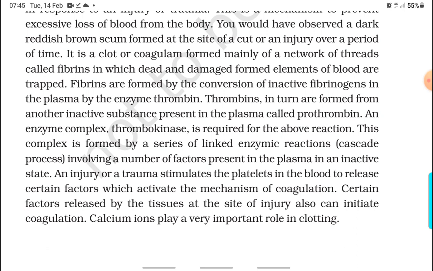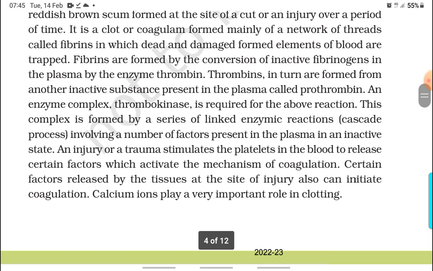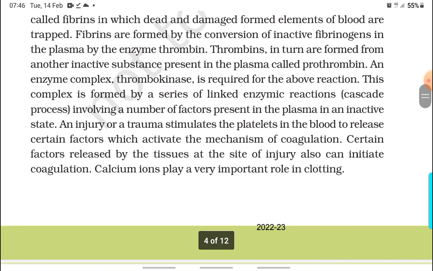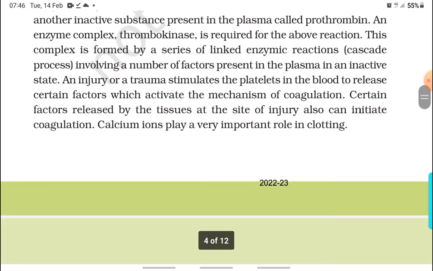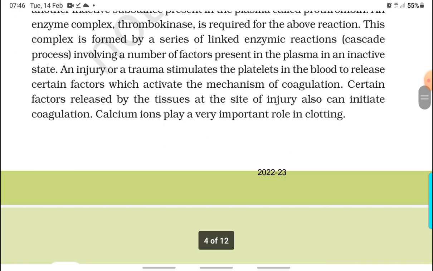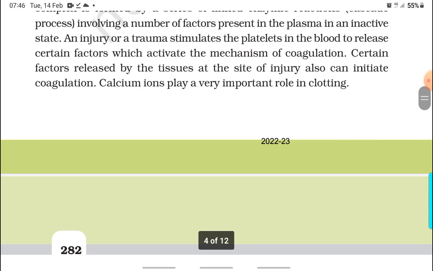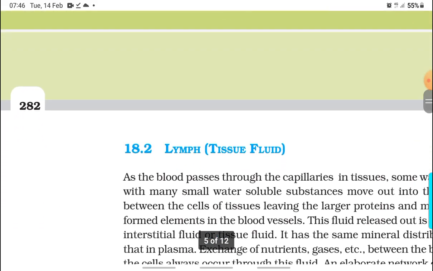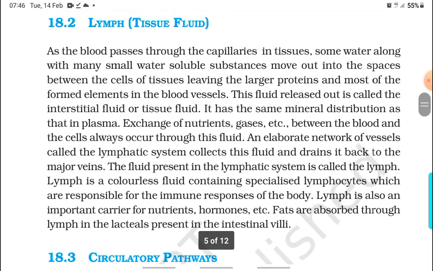An enzyme complex, thrombokinase, is required for the above reaction. This complex is formed by a series of linked enzymatic reactions, a cascade process involving a number of factors present in the plasma in an inactive state. An injury or trauma stimulates the platelets in the blood to release certain factors which activate the mechanism of coagulation. Certain factors released by the tissue at the site of injury also can initiate coagulation. Calcium ion plays a very important role in clotting.